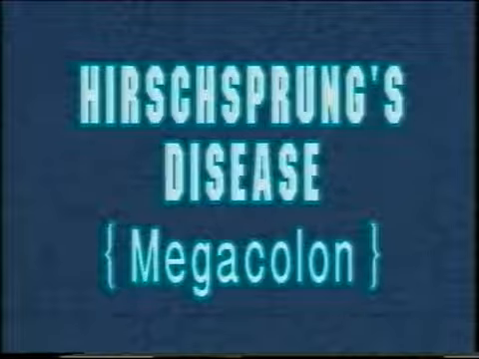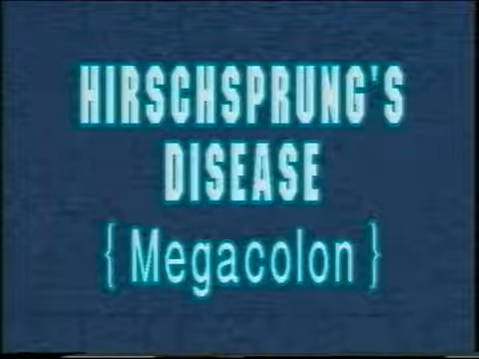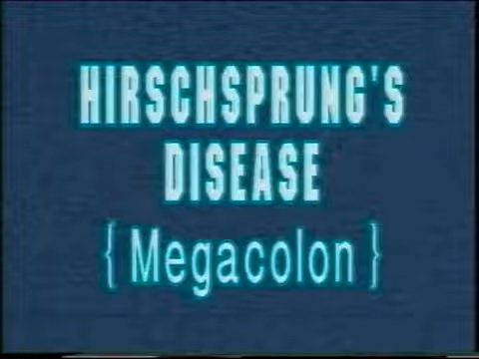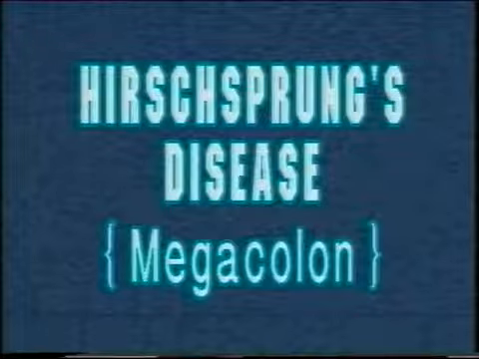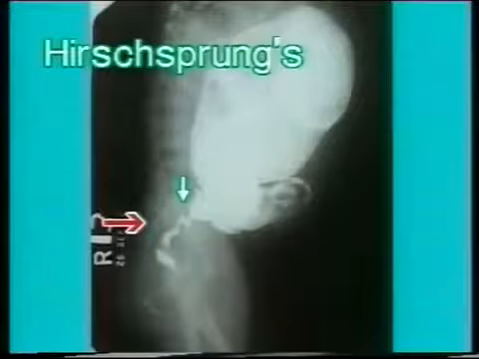Hirschsprung's disease or primary megacolon. Hirschsprung's disease is characterized by enormous dilatation of the sigmoid and descending colon due to a non-functioning spastic segment at the rectosigmoid junction. This X-ray shows a typical megacolon in a lateral view.